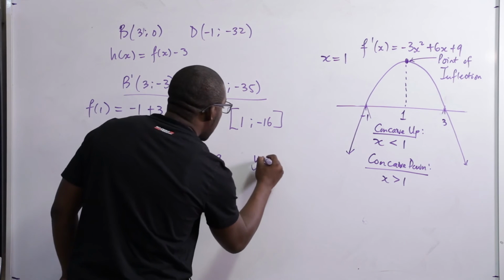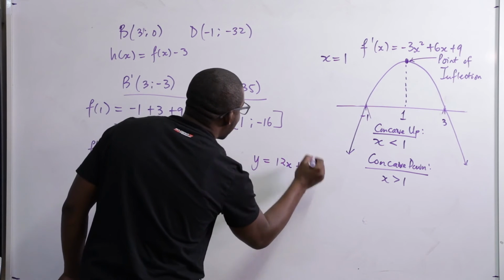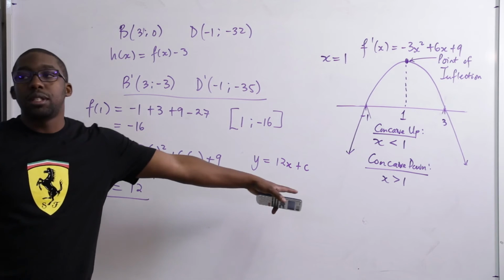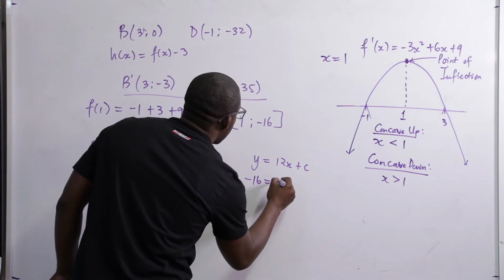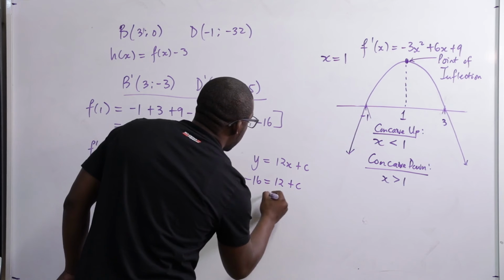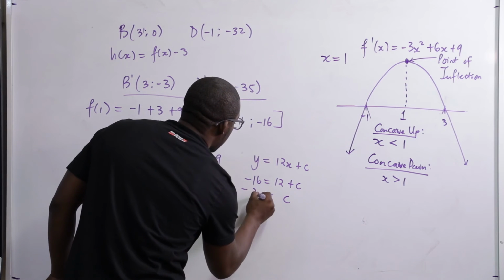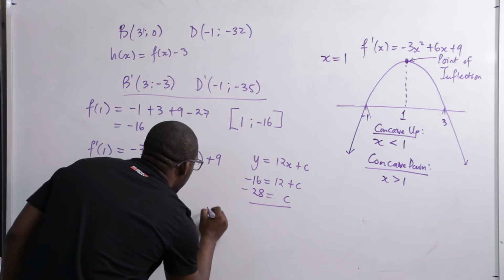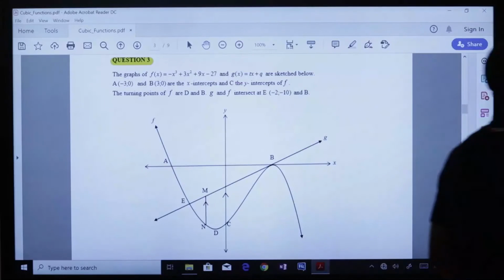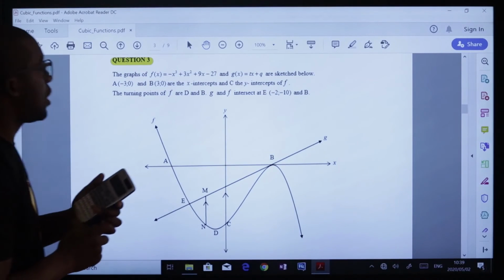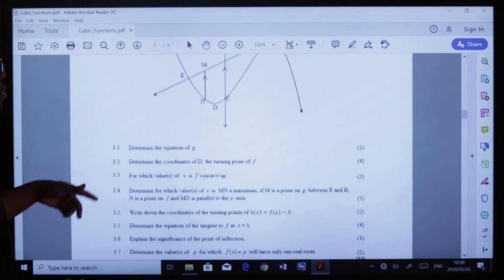So y is equal to 12x plus c. To get the corresponding c, substitute that point there. Minus 16 is equal to 12 plus c. c is equal to minus 28. Therefore, the equation of the tangent is y equals 12x minus 28.